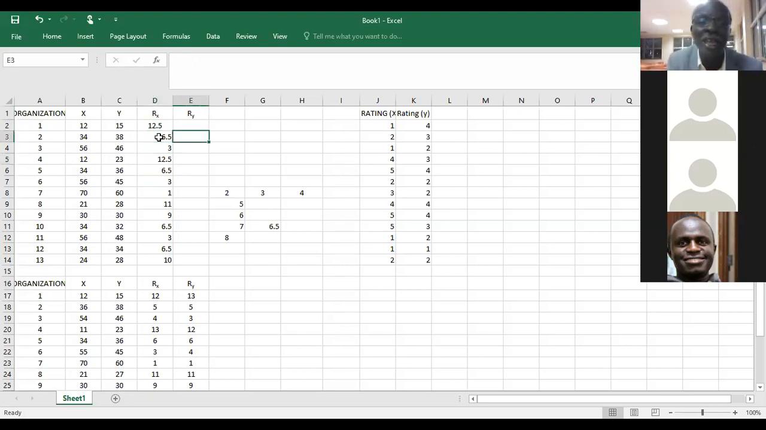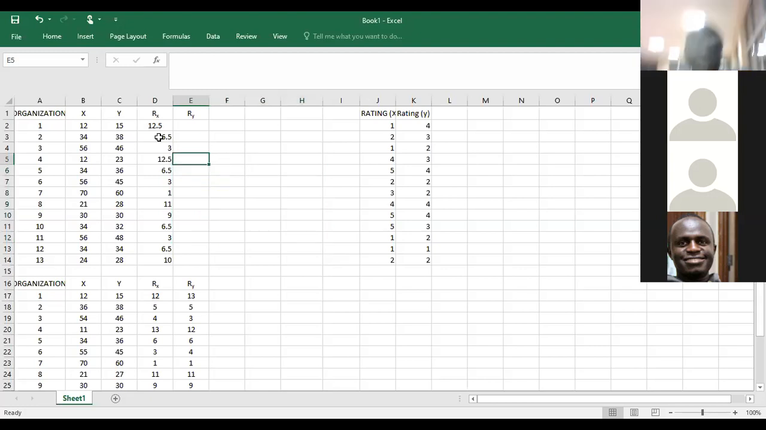Let's now rank Y. Is there a repeated value in Y? The highest one is what here? 60, isn't it? Yes. Number 1. The next one is what? 56. How many are there?